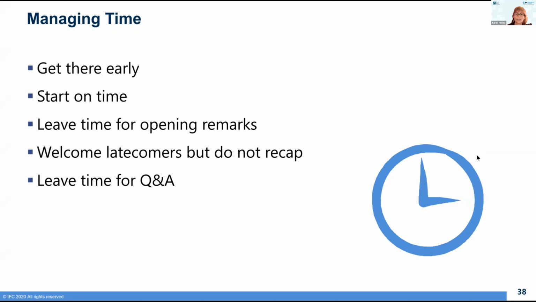Welcome latecomers, but do not recap. It's tricky here because you want to create a welcoming and respectful environment. And if you have a small group or 1 or 2 people join late, you can acknowledge them briefly and then help orient them. But don't summarize what you just said to the rest of the group, because if you say in 2 minutes what you just told everyone else in 15, everyone else is going to think, why didn't you just say that from the start?